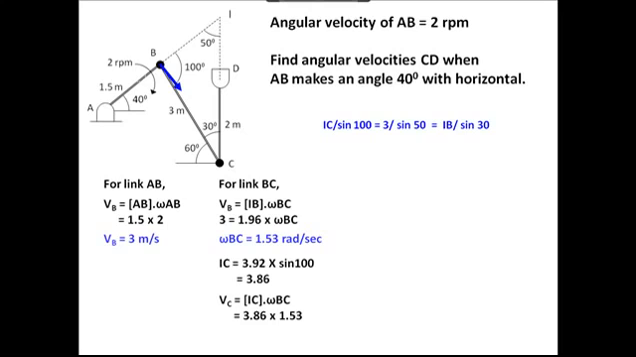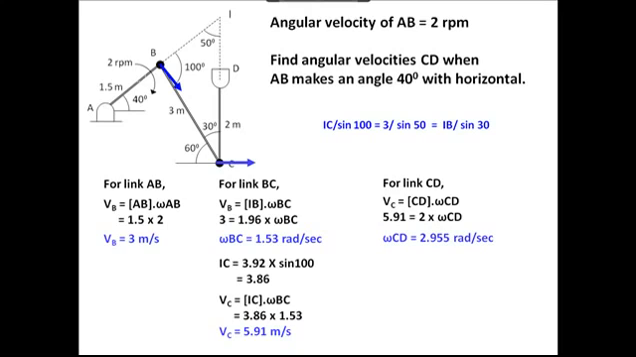Omega BC is 1.53, so you get your VC, and finally you write the link CD, which says VC is equal to CD into omega CD. VC is worked out, CD is the distance given, so the only unknown is omega CD, which is 2.955 radians per second. Only one point here. Take this data, the angular velocity of AB, not as 2 rpm, but take it as 2 radians per second, and you'll be okay. There is a slight typo in that, but if you take AB as 2 radians per second, then all the answers which are worked out here are fine.